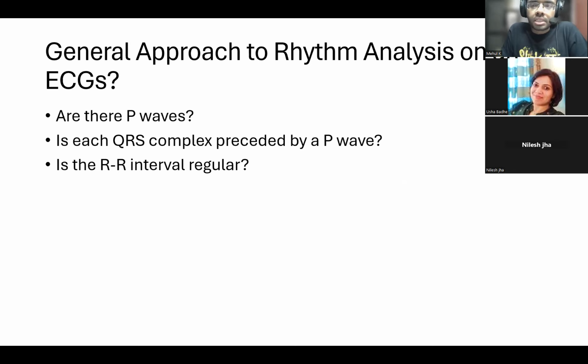The basic 3 questions are always the same. First of all, are there P waves or not? The best leads for looking at P waves are going to be either lead 2 or V1. Second question is, is each QRS complex preceded by a normal P wave or not? And the third question is whether the RR interval is regular or irregular. These are the three key questions to ask to decide whether the rhythm is normal or abnormal, whether it is a sinus rhythm or whether it is something else.